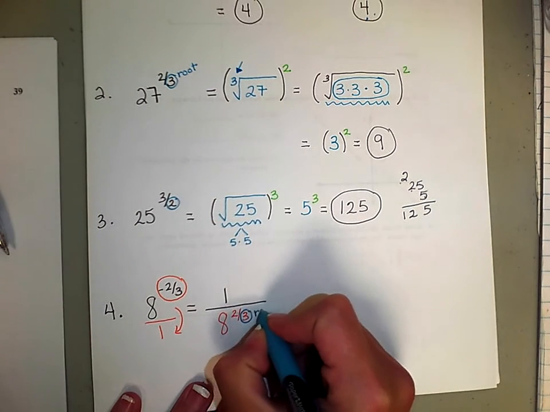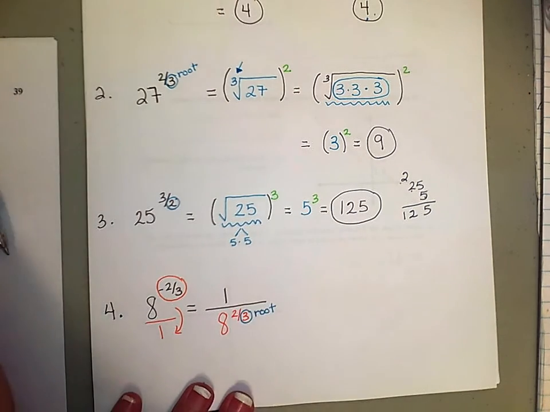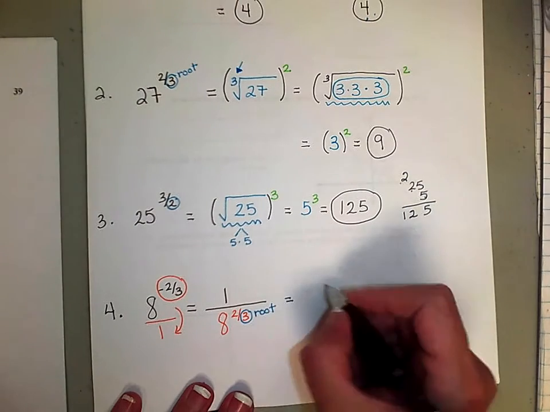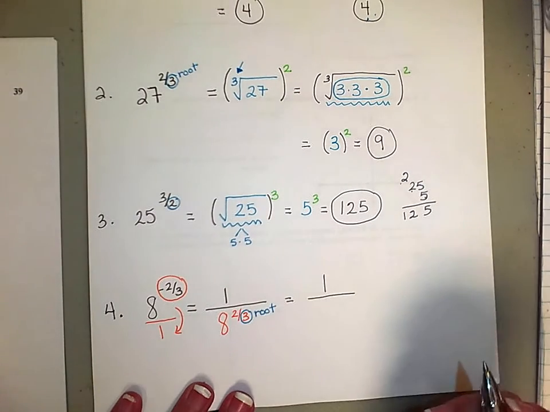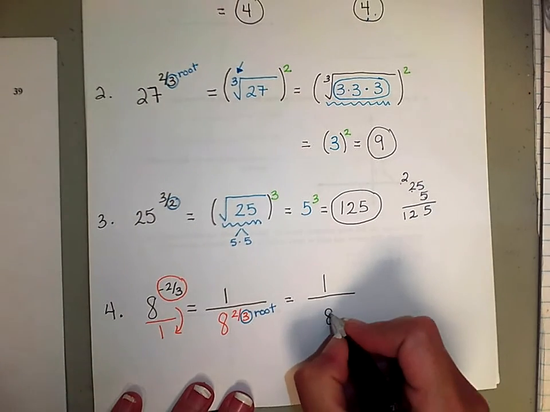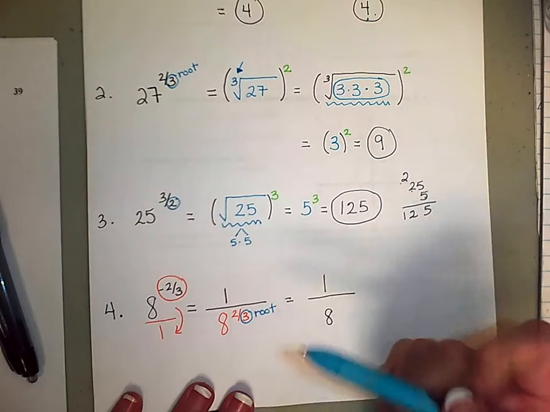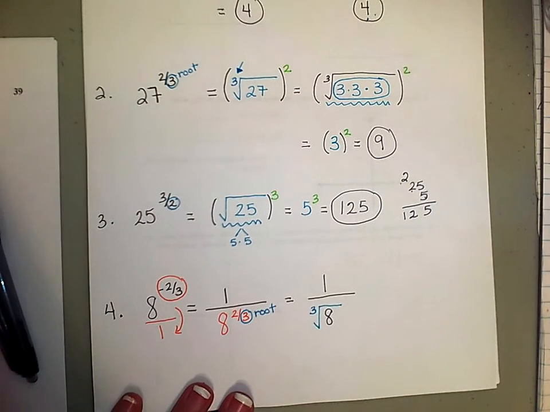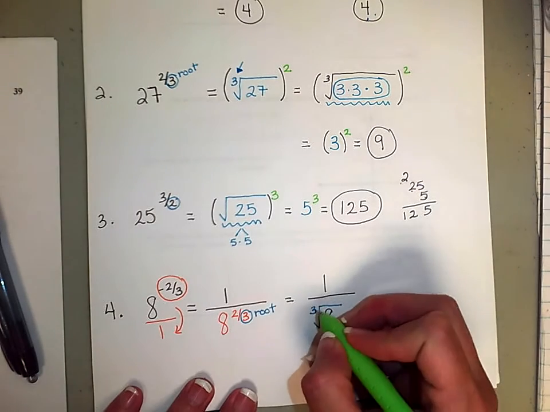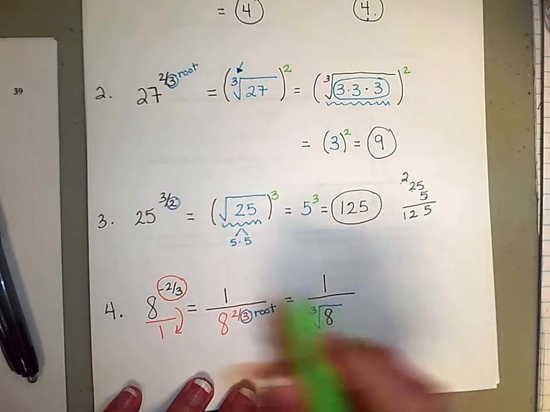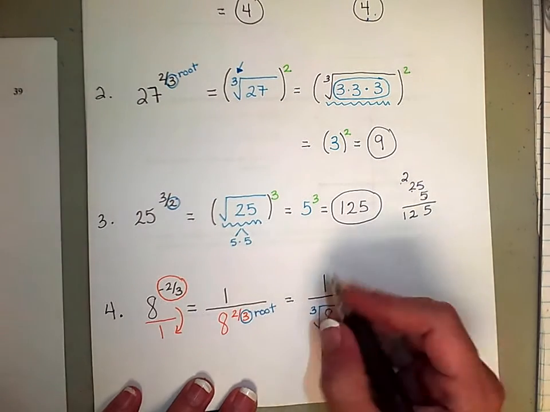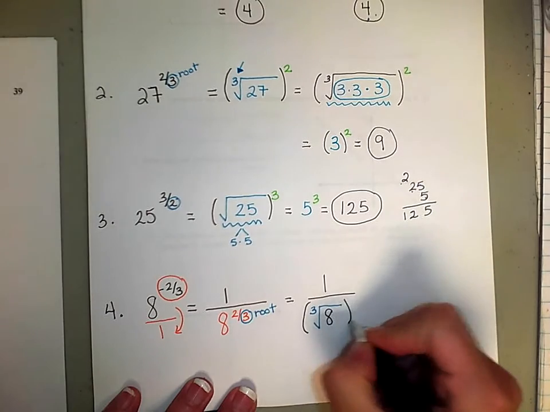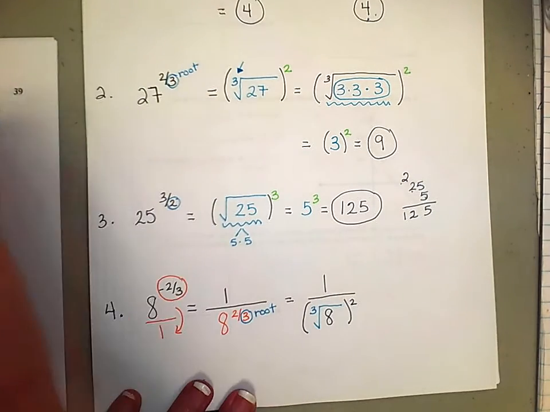Again, the denominators are roots. So this is equal to 1 over 8, but I'm going to take the cube root of that. And since 8 is a perfect cube, I will do that before I'll square it. Okay.